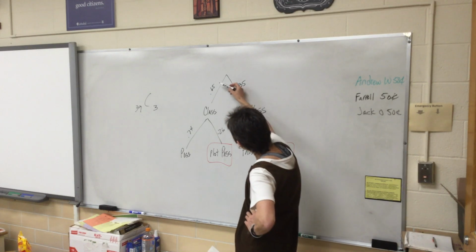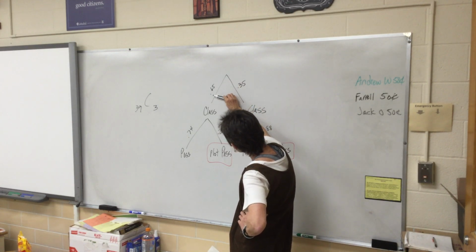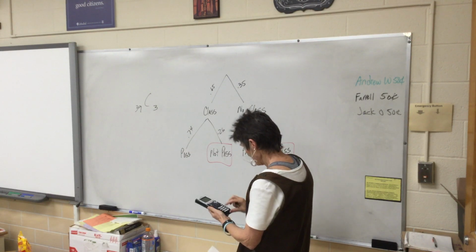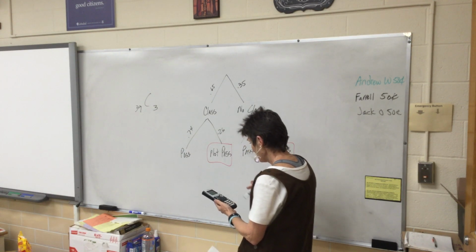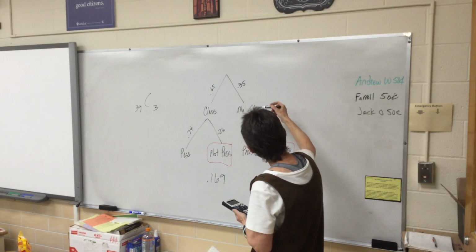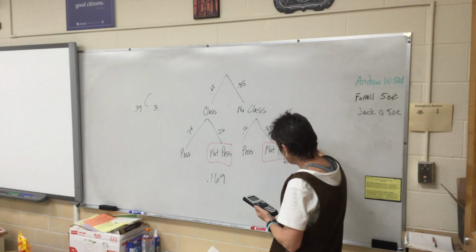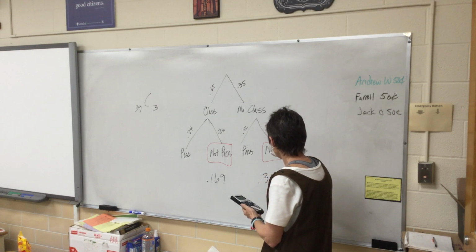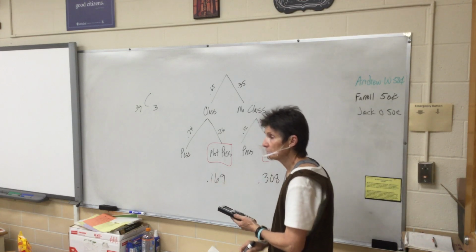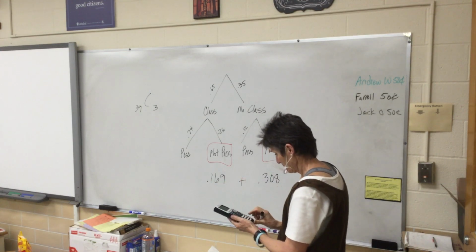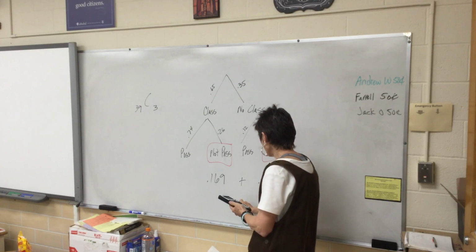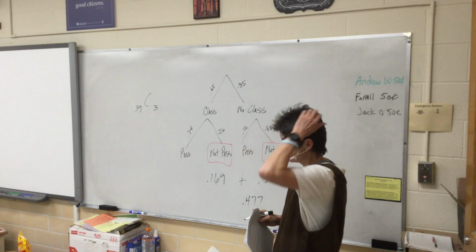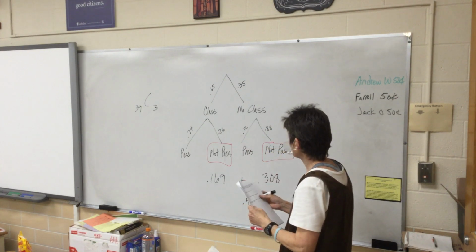All right, so here we go. Remember, we multiply on the branch because this is, he comes to class and he fails. So we multiply. 0.65 times 0.26. So 0.169. Then this one is, he doesn't come to class and he fails. So 0.35 times 0.88. And then what do we do with those when we have multiple branches? Add them. So the answer is 0.477. There's a 47.7% chance that he's going to fail. It's not a very happy problem, is it?